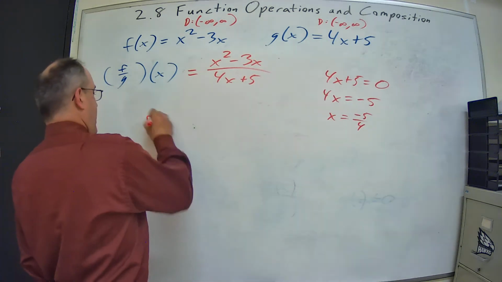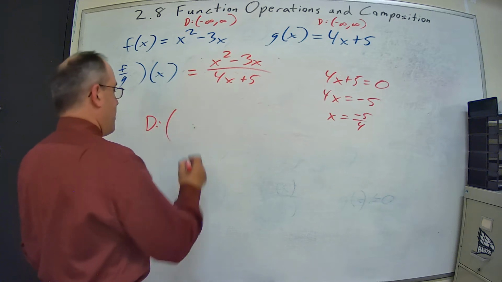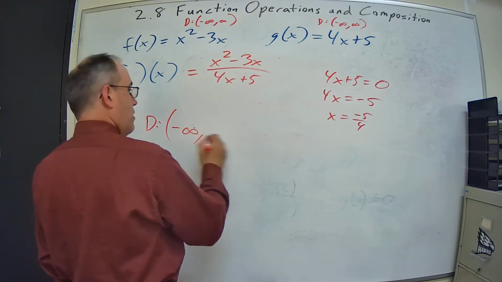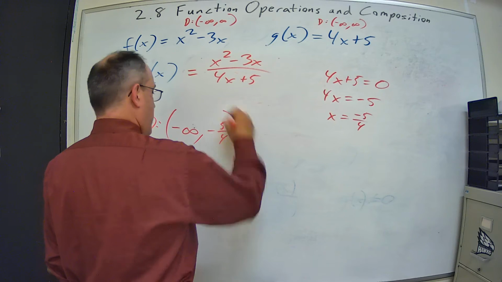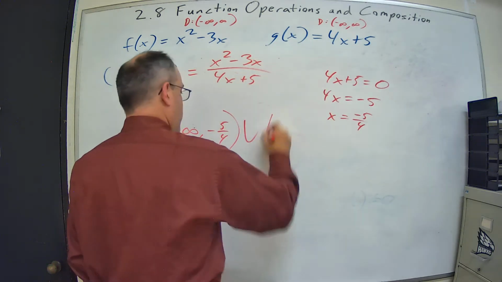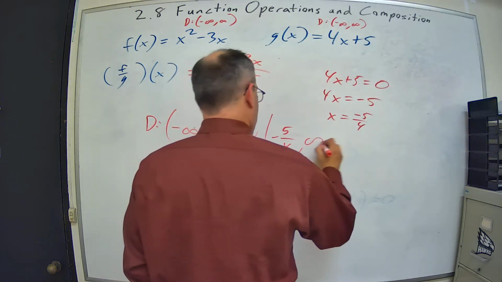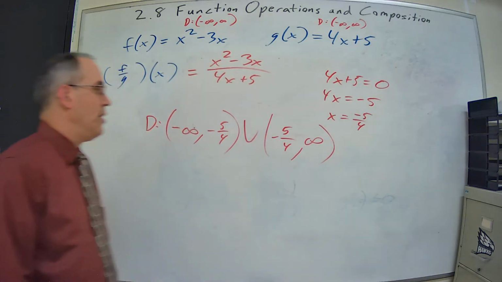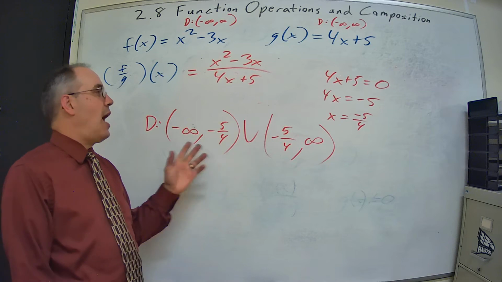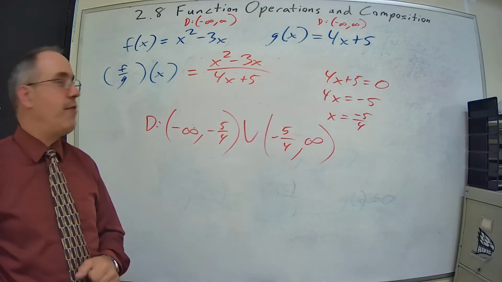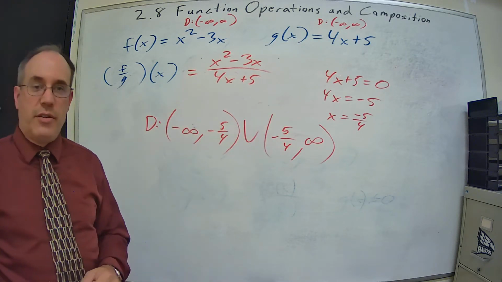So if I want to write that domain, I can go from negative infinity to negative 5/4, exclusive, from negative 5/4, exclusive, to positive infinity, and now we have the domain. We cannot allow x to be equal to negative 5/4 because that would give us a divide by 0.